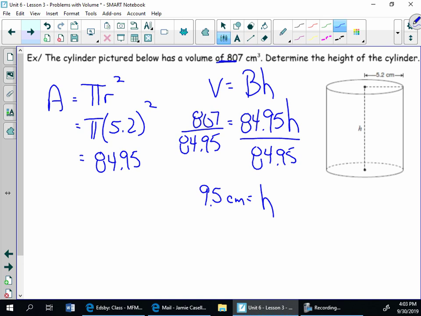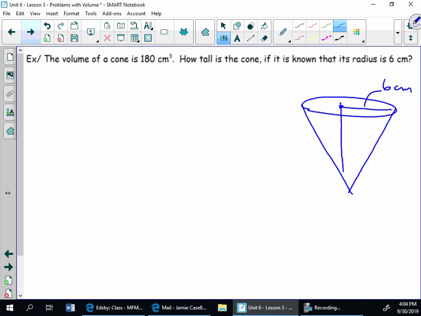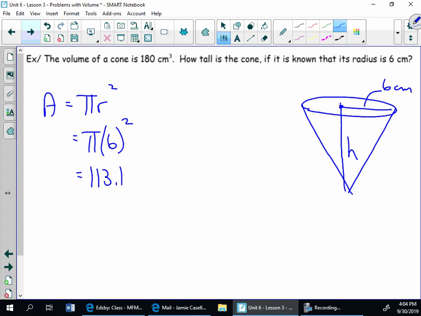Okay, last one. The volume of a cone is 180 centimeters cubed. How tall is a cone if its radius is 6 centimeters? Well, let's draw ourselves a picture. Here's a cone. It's got a radius of 6 centimeters. I don't know how tall it is. I know how to find volume. Take the area of my base, pi r squared. In this case, pi times 6 squared. Gives me 113.1. My volume is base times height.